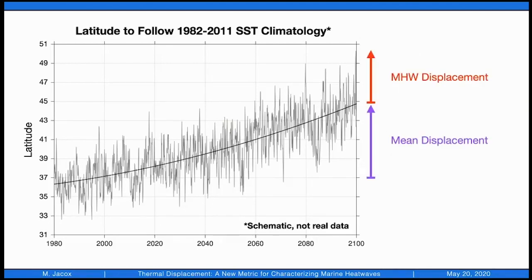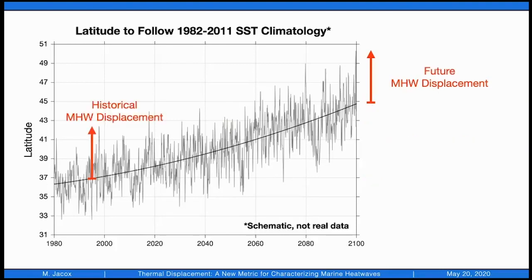And so again, there's a mean displacement, which I'll touch on later. That's actually been discussed in the literature and in what's called climate velocity, if you've heard of that. And then there's this marine heat wave displacement, which is relative to that mean change in the displacement. And so my interest is, well, you have historical displacements, which we've looked at, and there's future displacements, and will there be a change in the nature of those?